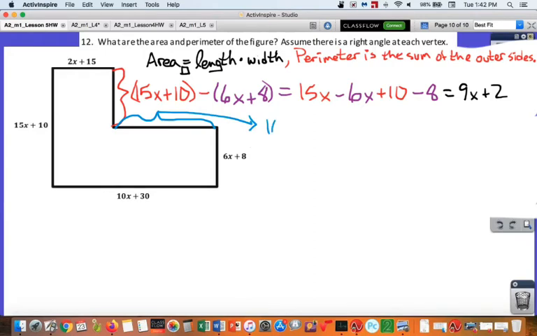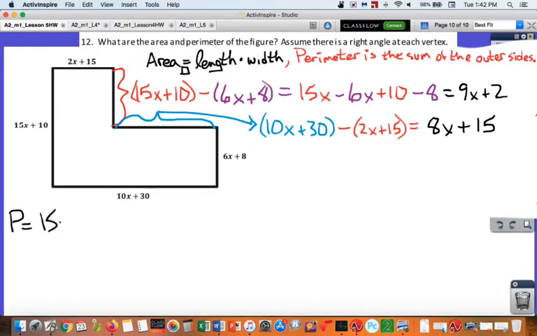Now I have to figure out what this distance is, and I'm going to do the same kind of thing. The 10x plus 30, of course, is coming from here, and the 2x plus 15, which I'm going to subtract in a moment, is from right there. So putting like terms next to each other and distributing the negative prior to that, I get 8x plus 15.